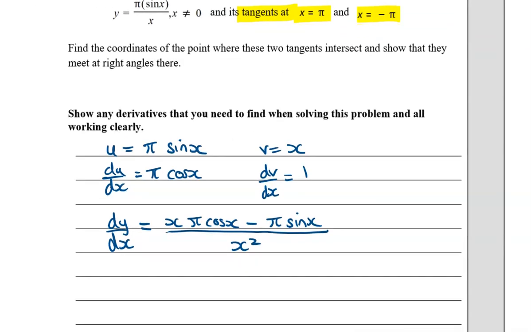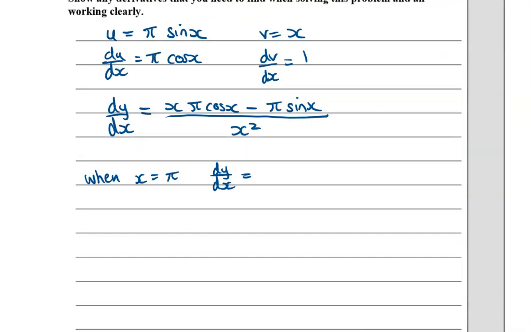Now we're doing the tangents at pi and minus pi, so when x is pi, that gradient will be, well, we get cos pi is minus 1 and sine pi is 0, so we end up with x where x is pi, so we get pi times pi is pi squared, cos is minus 1, so it'd be minus pi squared, sine x is 0 over pi squared, so we end up with the gradient is minus 1.